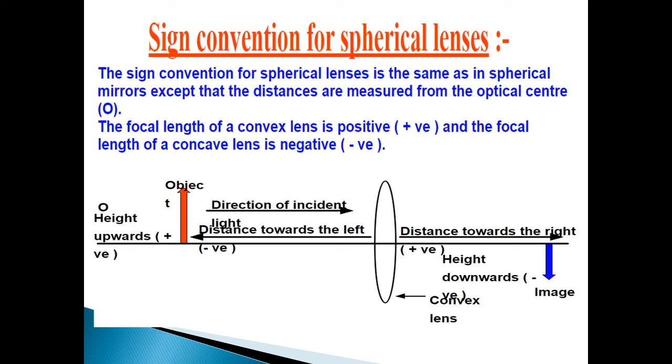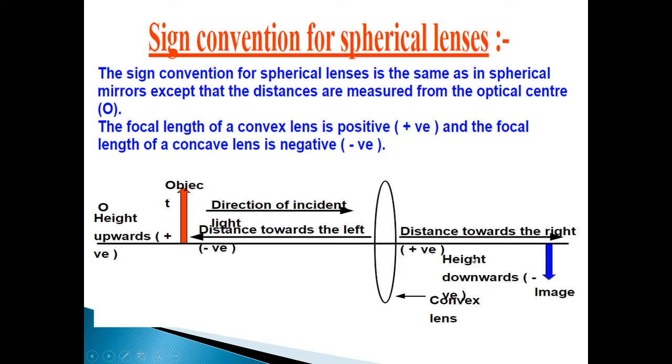Next, coming to the sign convention for spherical lenses. The same as we saw for a mirror applies to spherical lenses also. The distance between the lens and the object will be taken as u, and it will be taken with the minus sign, and the distance between the image and the lens will be taken as positive. So you will be getting an image on the other side here rather than on the same side. So the lens and the mirror difference lies here. The image will be found on the other side of a lens.